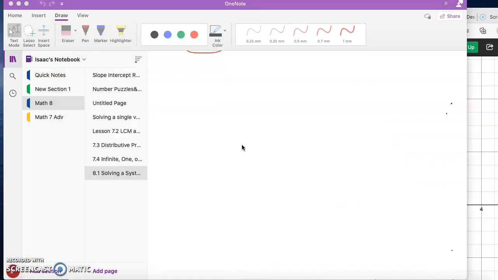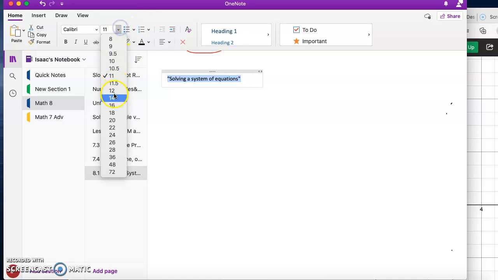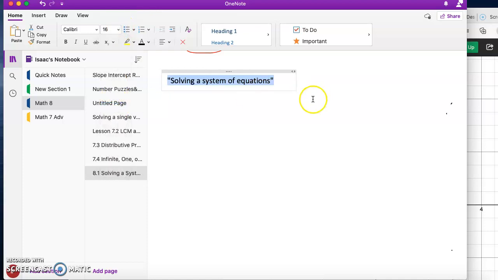Our notes. Let's title this section Solving a System of Equations. And let's make that font way bigger. First, we're going to need a little bit of vocab.